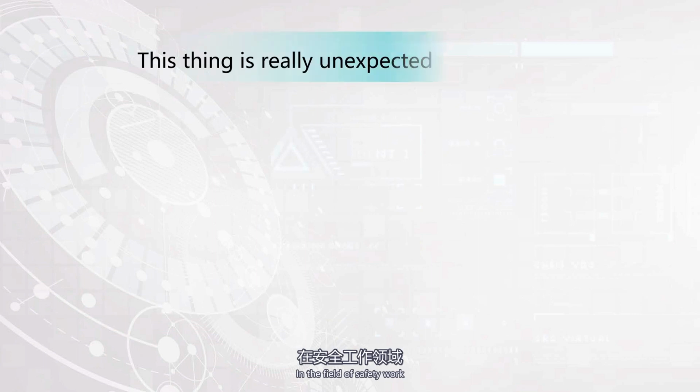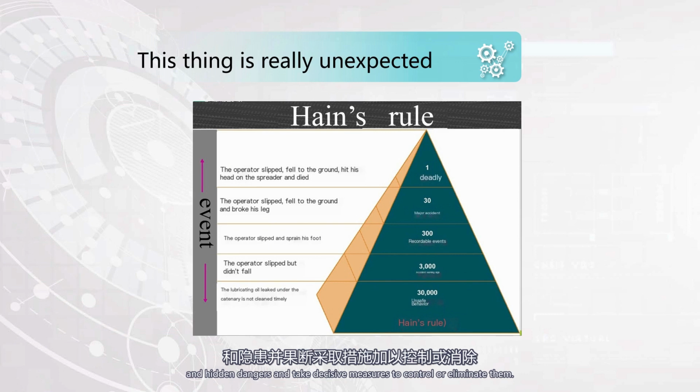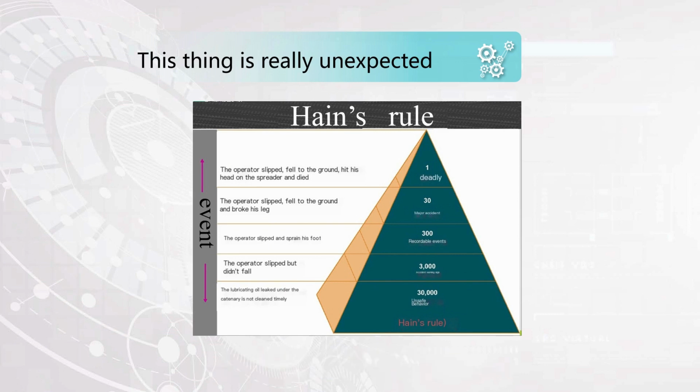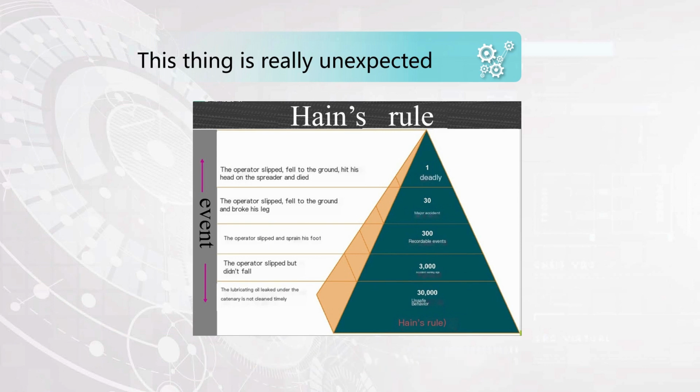In the field of safety work, there is a famous principle called Heinrich's rule. Heinrich, the inventor of the German aircraft turbine, after in-depth analysis of a number of aviation accidents, believed that any serious accident has hints. Behind each accident hint, there are about 300 accident signs, as well as thousands of hidden accidents. To eliminate a serious accident, we must be keen and timely find these accident signs and hidden dangers and take decisive measures to control or eliminate them. We need to avoid electric shock accidents in the practice process of this course.